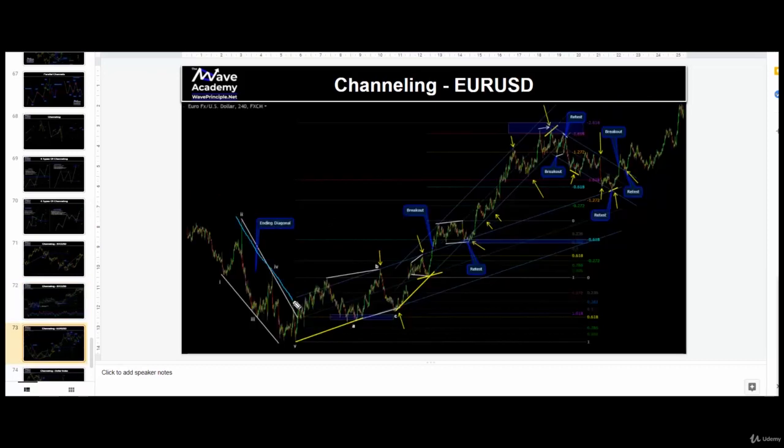In this case, we have our ending diagonal, and then we can trace our parallel channel. The price goes up, down, up, down, up, and once it broke above it, it does an ABC, retests the top of the channel, and then goes up.